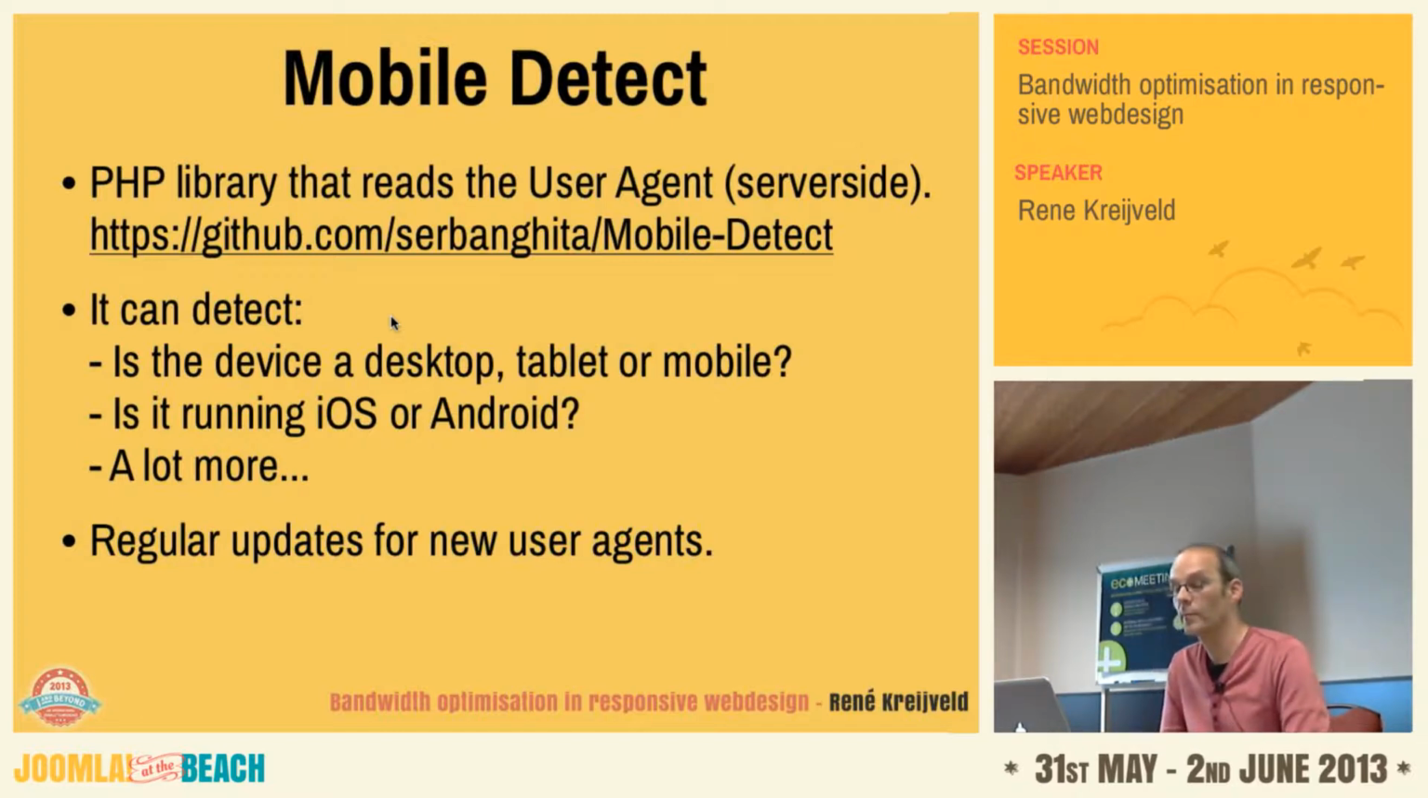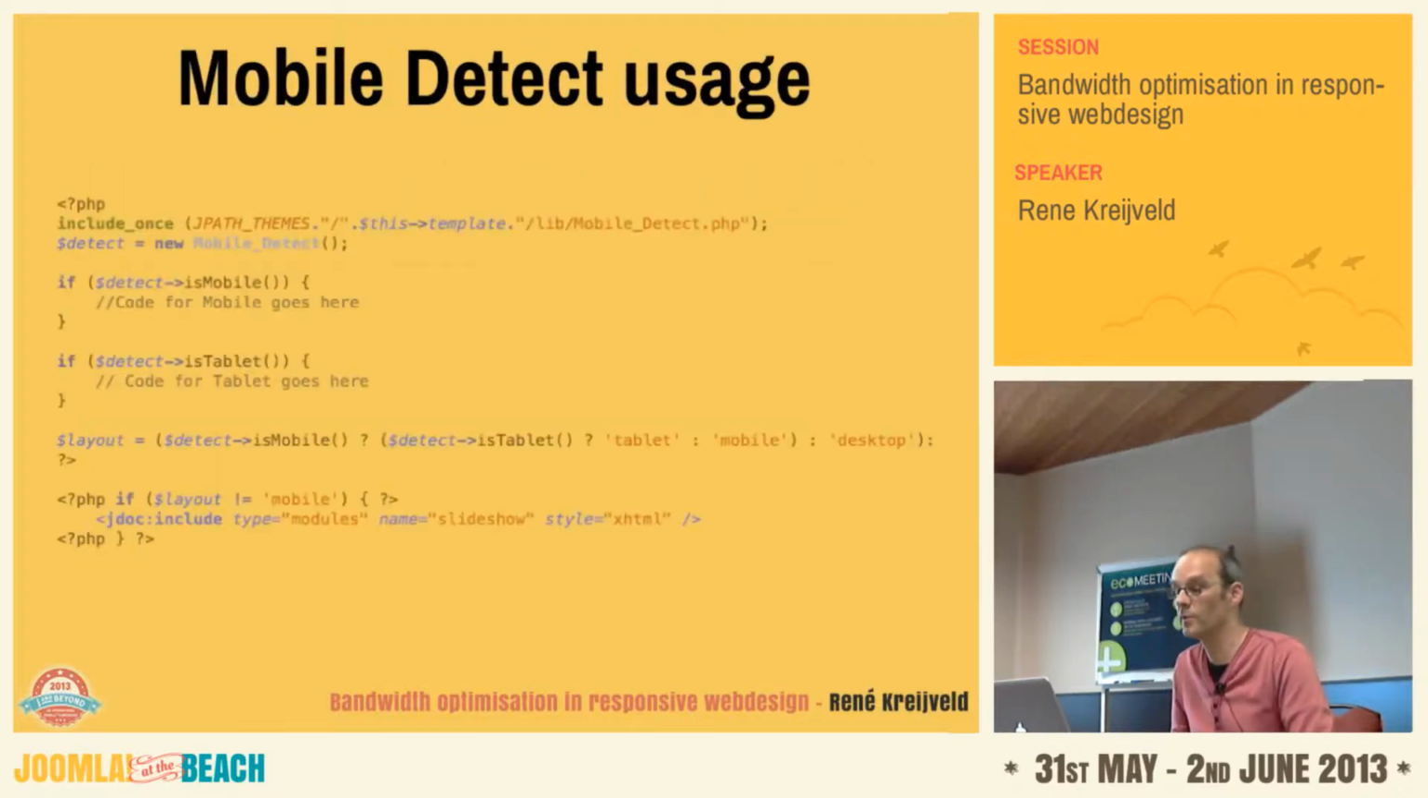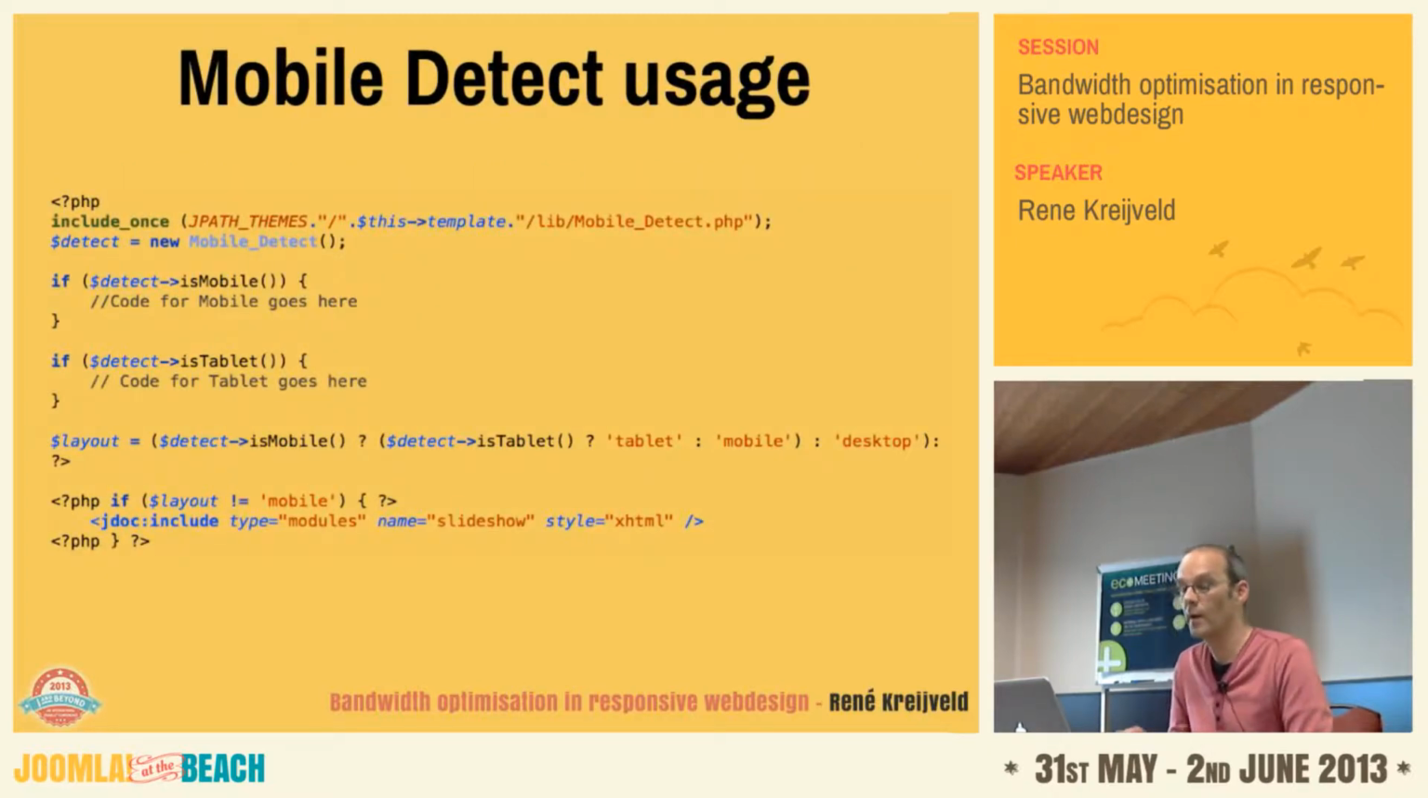It's really simple. Inside your template code, you simply load the mobile detect library. That's the first line. And then you set a variable saying detect is new mobile detect. So this variable can then be used to determine whether it's a mobile or a tablet. But you can also add a simple line of code that says the layout is, and then the variable, the value tablet or mobile or desktop is stored inside this variable. And then I can load a module based on what kind of a device it is. That means if your device is a mobile, you can simply exclude a slideshow module. It's really, really simple to use.